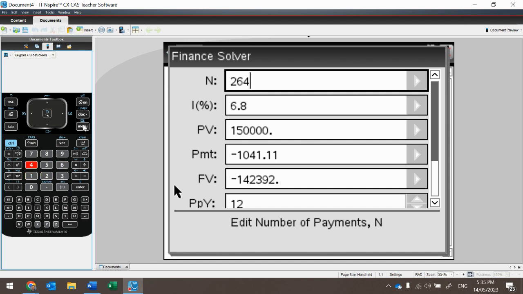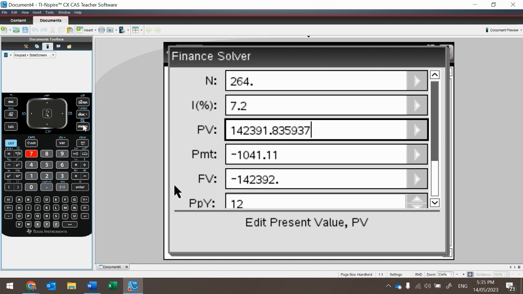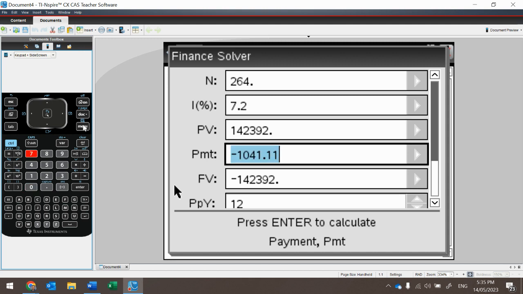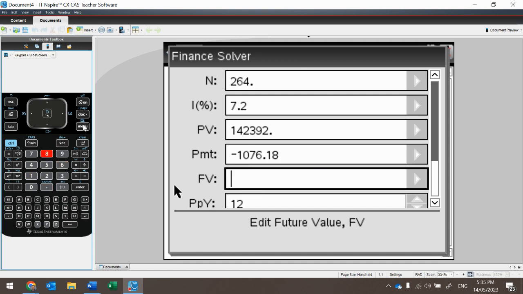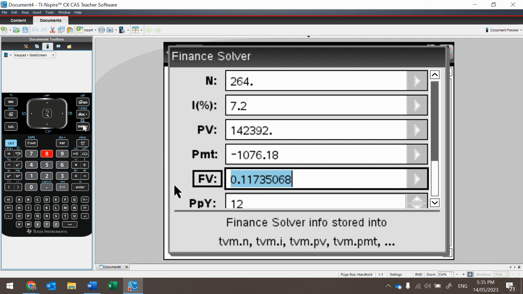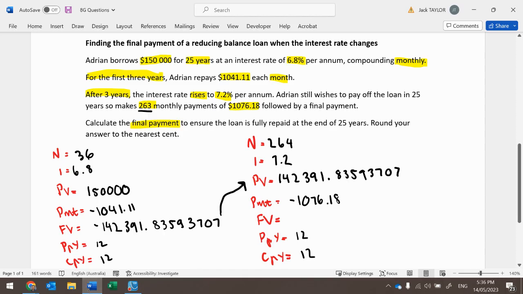All right, so we put N as 264. My interest rate is 7.2. The PV is 142,391.83593707. Payment has increased to $1,076.18. And we now want to calculate this future value. And there it is. So we got 0.11735068. Because we are finishing the question after this, we can round that. So that'll be rounded to 12 cents. So when I write my answer here, I'll write that as 12 cents.